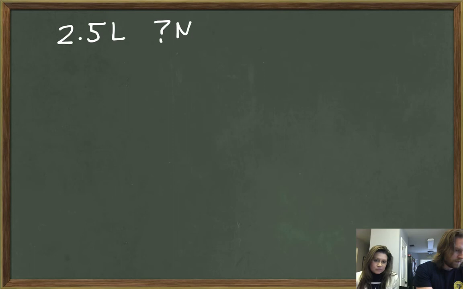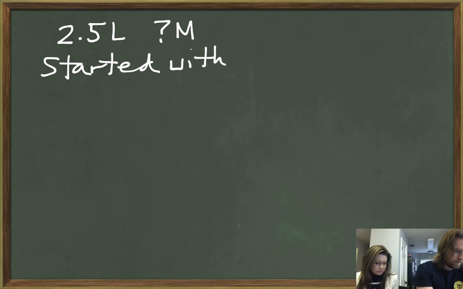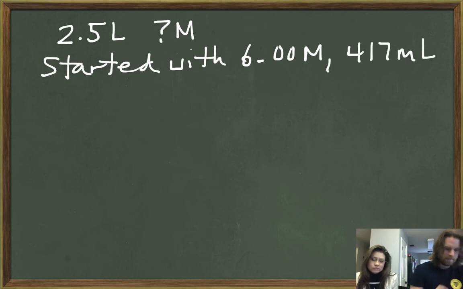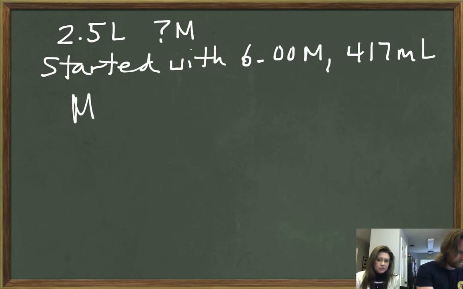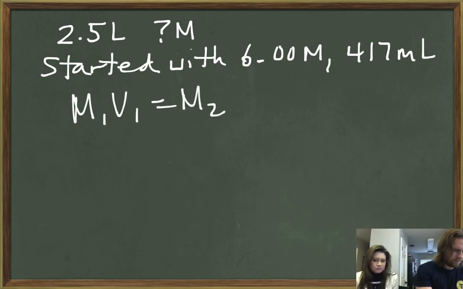So real quick, let's say we've got a 2.5 liter solution, and we want to know what the molarity of this solution is if we started with a 6 molar solution and we had 417 milliliters of that. This is kind of a weird problem. It says we started with something, so that's going to be our M1V1. But liters and milliliters are not the same units, so we're going to have to make sure that our volumes are in the same units.